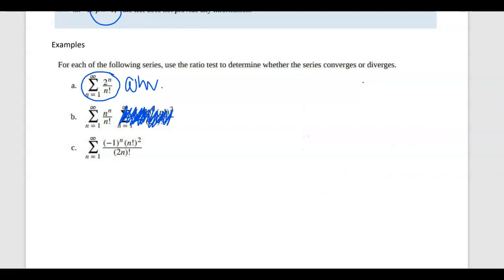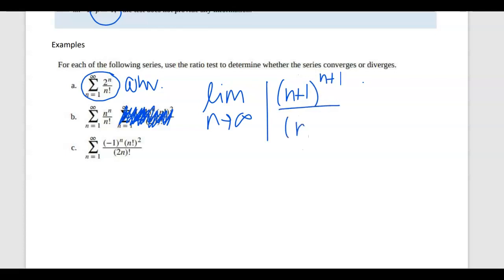So let's look at the limit as n goes to infinity of n plus 1 to the n plus 1 over n plus 1 factorial. And then remember, I'm dividing by a sub n, but that's the same thing as multiplying by the reciprocal.